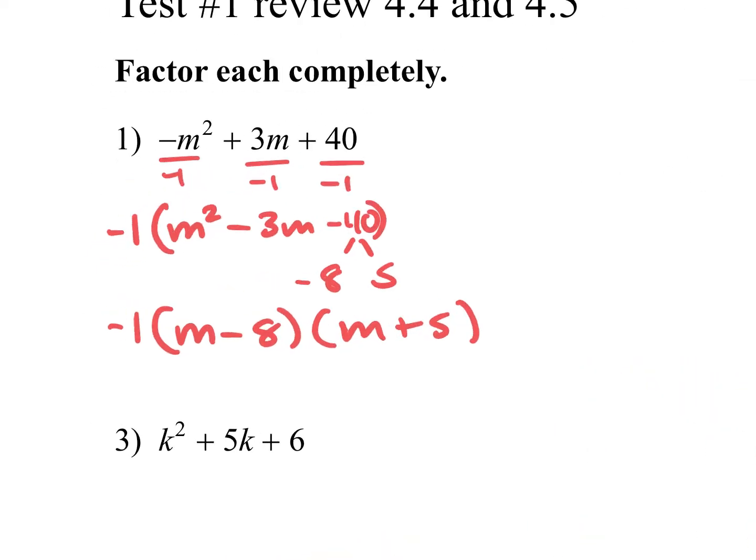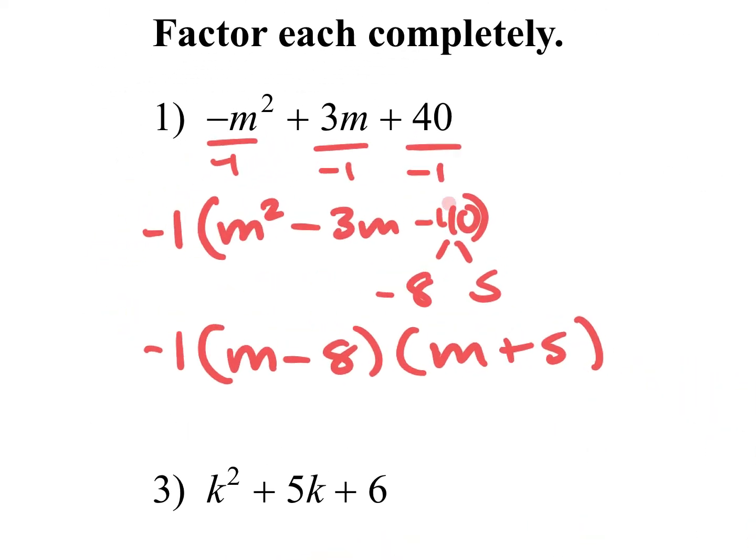So on the quiz, a lot of people just saw factors of 40, and they put 4 and 10. But 4 and 10 don't add up to -3. So remember, they have to add to the middle number. Multiply to the last one, add to the middle.